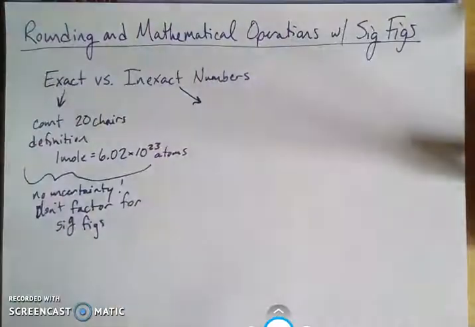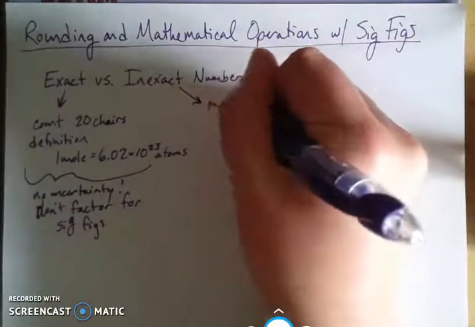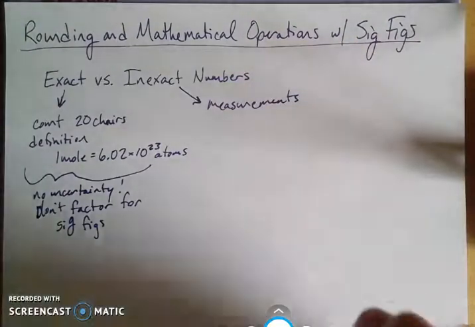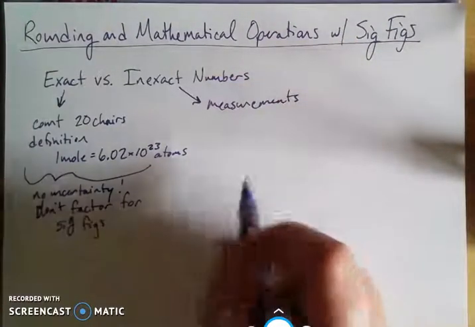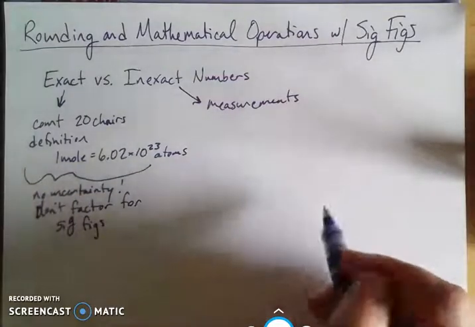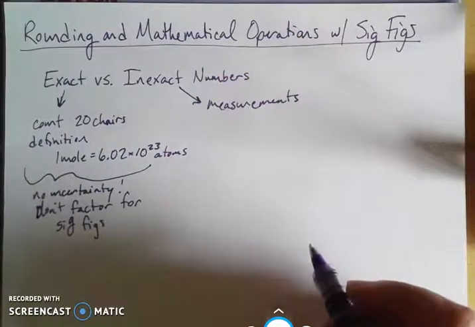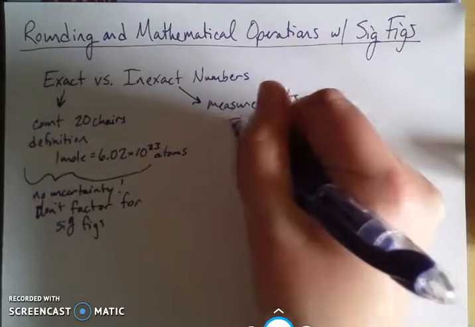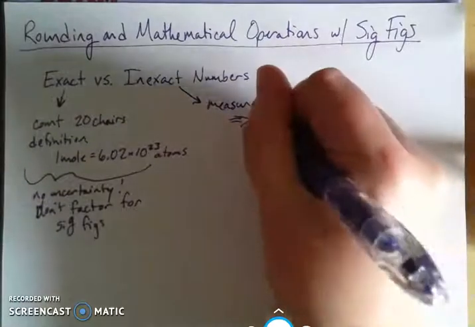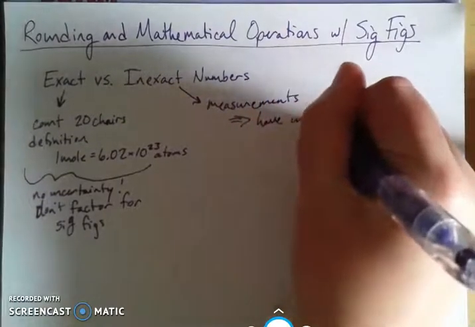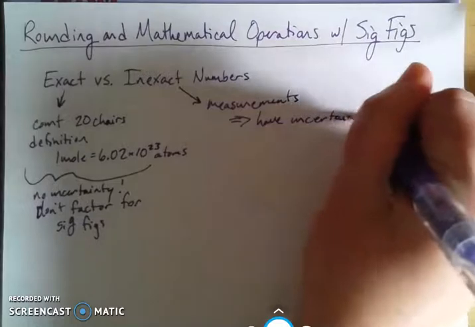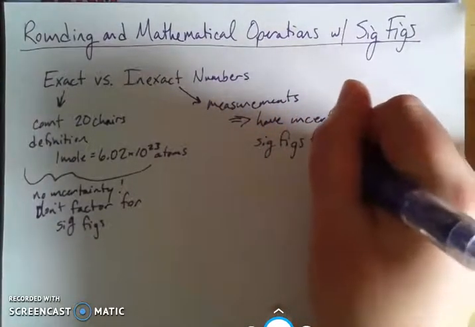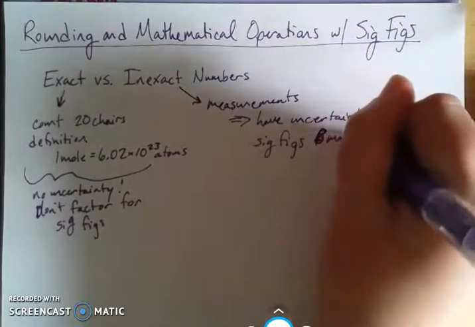Inexact numbers, on the other hand, are things like your measurements. So anything that we do in the lab, they are calculations, right? So calculations usually come from measurements. These are all inexact values. And these measurements have some uncertainty that's associated with them because of the precision and accuracy of our measuring tools. So I'm going to say that the sig figs matter here.